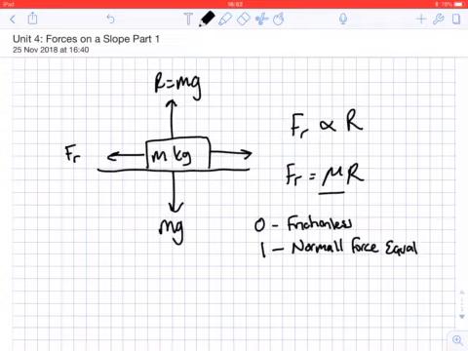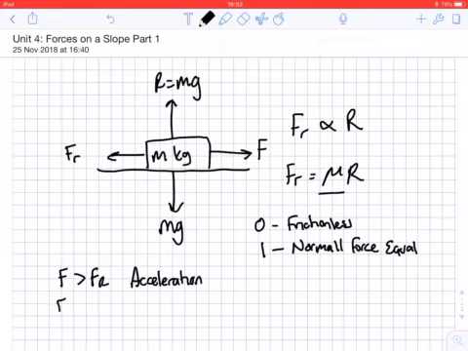So you've got to remember that if you're applying a force here in this situation to the right, it has to exceed the frictional force for this object to move. If it equals the frictional force, we get into a situation called limiting equilibrium. So for example, if F is greater than Fr, we'll get acceleration because of the change in force. If we get a situation where F is equal to Fr, we get something called limiting equilibrium. That may well appear in your questions.